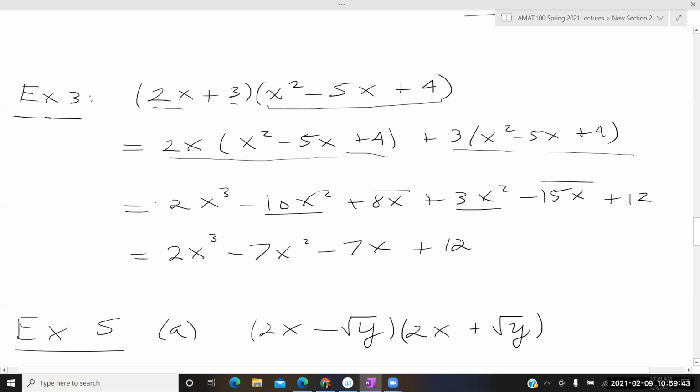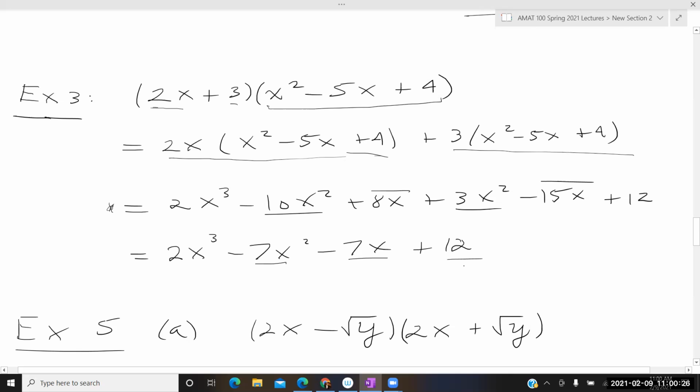And when you do that, you get this long expression here. I'm going to order the terms according to the largest power of x. So x cubed appears only once in this line, so we'll put that at the front, and then we have to match the corresponding powers. We have 10x squared here, and we have 3x squared here, so we put those together to get negative 7x squared. Then we have the x terms, we put those together. I put a bar above them to distinguish them from the x squared terms. So we get negative 7x, and then we have this constant term 12.